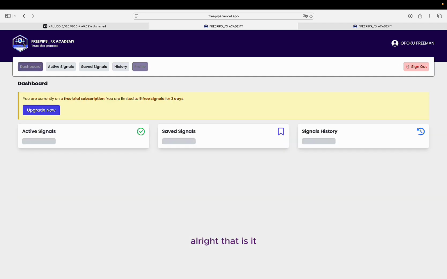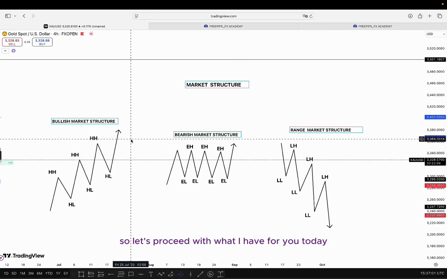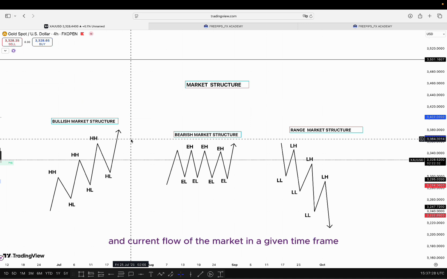Alright, that is it. Let's proceed with what I have for you today. Market structure. If we say market structure, what comes to mind? The simplest definition I can give you is the behavior, condition, and current flow of the market in a given time frame. That is market structure.